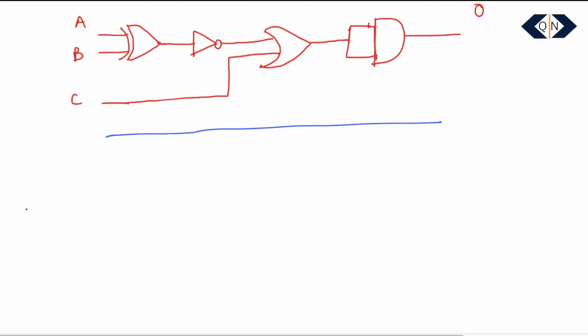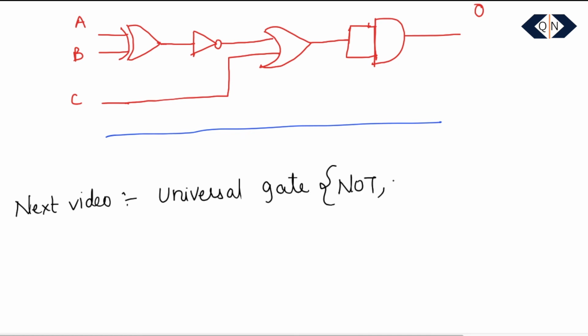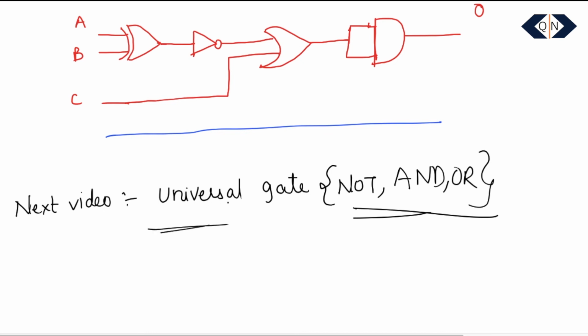So I will be seeing you in the next video. In the next video we will be discussing universal gates. What are the universal gates? NOT gate, AND gate and OR gate. Through the combination of these gates, you can make all the gates which are possible. And we will make all other gates with the help of these universal gates in the next video.